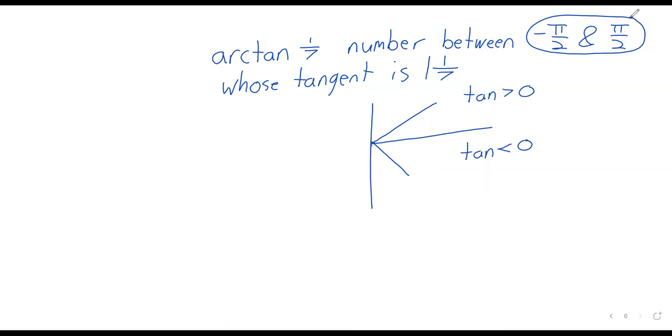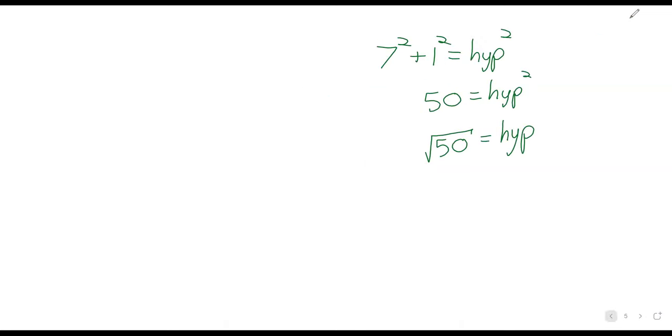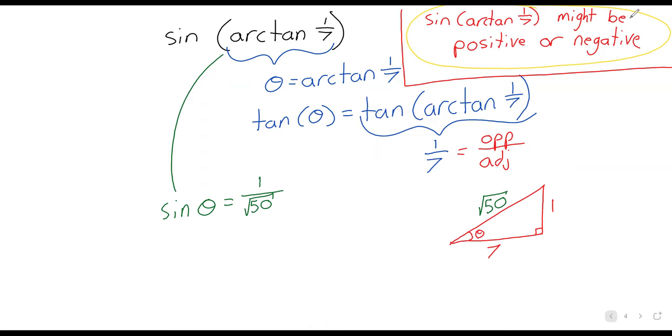But we have a positive number. So we must be in the first quadrant. And then once we recognize that we're in the first quadrant, and now we're taking the sine of this number, well, all is well, because the sine of an angle in the first quadrant is positive.